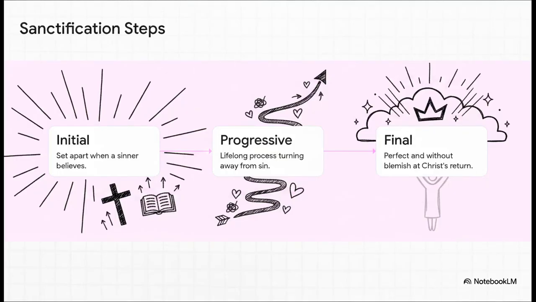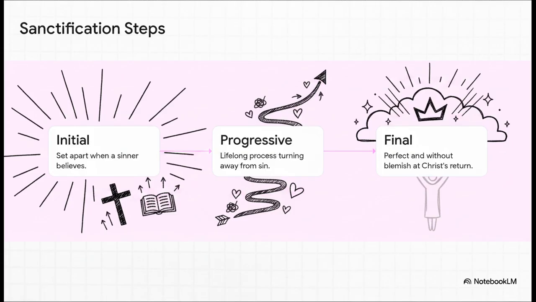And this sanctity unfolds in 3 very distinct stages. Step 1 is initial or definitive sanctification. That happens the very moment a sinner believes and is set apart. Step 2 is progressive sanctification. This is that lifelong, usually pretty messy process where God practically turns believers away from sin and toward Him. And yeah, if you've been a human for more than 5 minutes, you know exactly how incredibly hard Step 2 is. Finally, Step 3 is final, or entire sanctification, the promise that at Christ's return, the Church will be presented completely perfect.